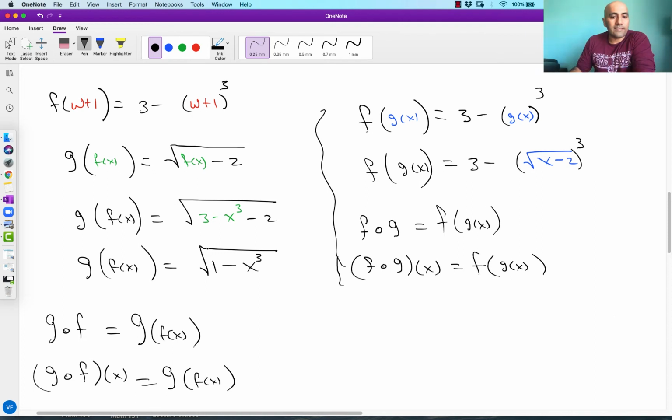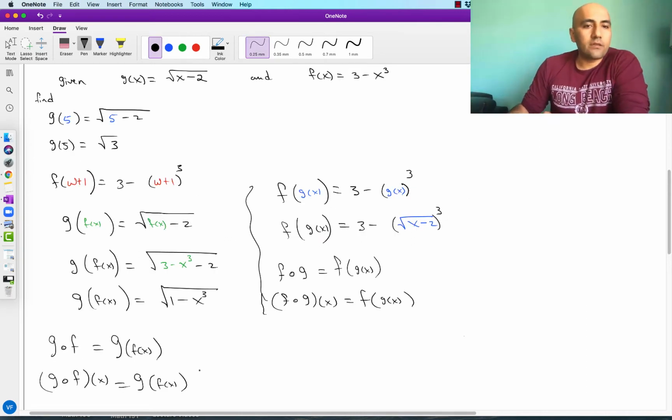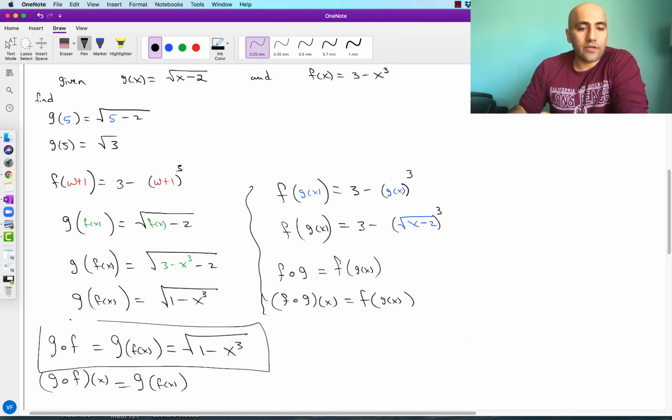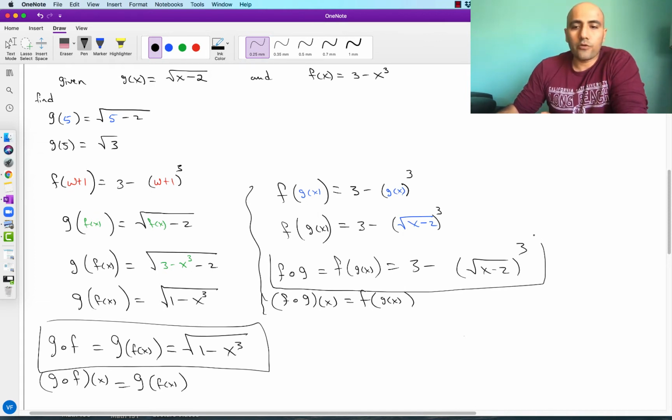We saw in this case that we get this. So for these two particular f and g functions, let me zoom out again. For these two particular f and g functions, we can see that we get a different answer depending on the specific order of our composition. So here we have this, whereas over here we have this, 3 minus square root of x minus 2 to the power of 3. So the order does matter.